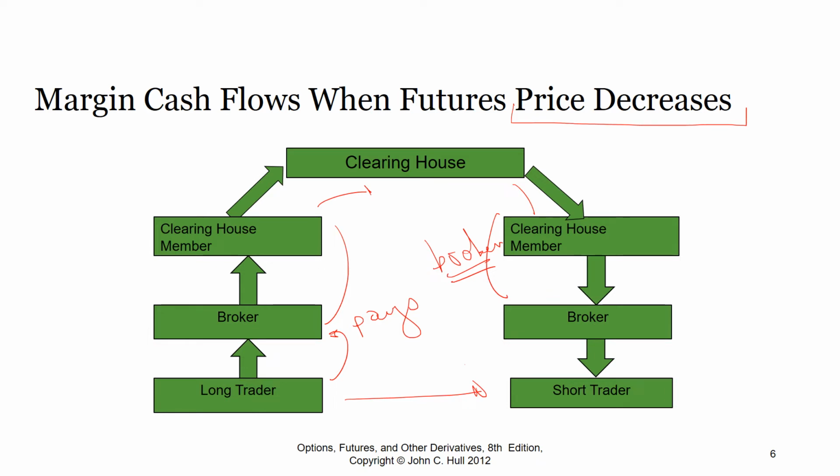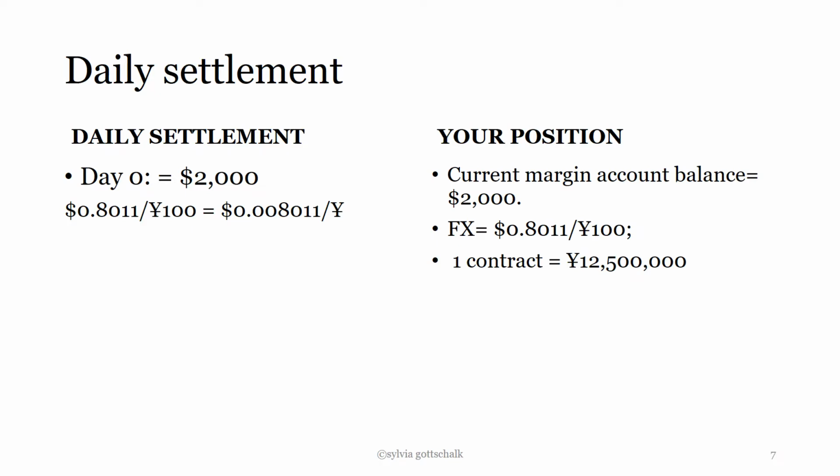So a futures market is a zero-sum game. If you lose, somebody else is making money. Yeah, but what we need to remember is that if the price goes down, the long trader pays, so they are losing. So now let's go back to our question. Day 0, you have $2,000 on your account. The exchange rate is 0.8011 per 100 yens, which means that it's 0.008011 per yen, and this is the exchange rate we're going to use to do the calculations, and each contract is 12,500,000 yen.